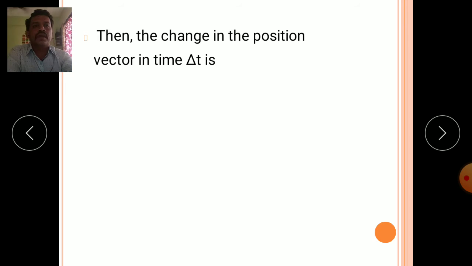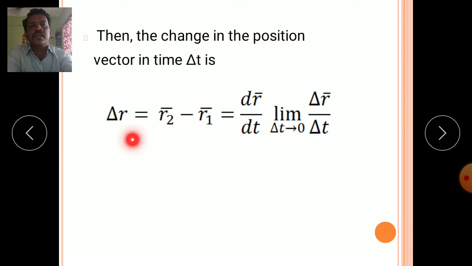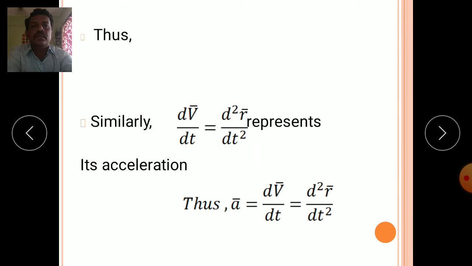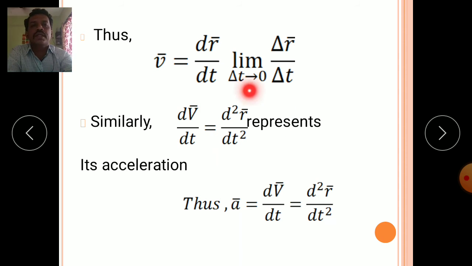The change in position vector in time delta t is delta r equal to r2 minus r1. The change in position vector, that is dr by dt, or limit delta r upon delta t as delta t tends to 0, represents the instantaneous velocity v of the particle, that is the rate of change of displacement per unit time. We know that it is known as velocity of the particle. Thus v is equal to dr by dt, limit delta r upon delta t as delta t tends to 0.